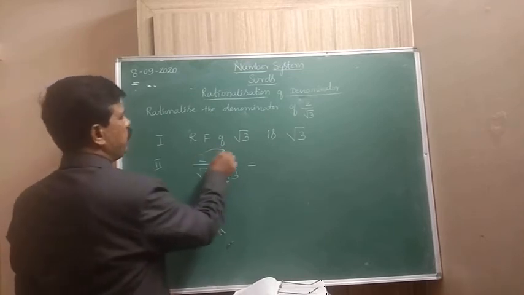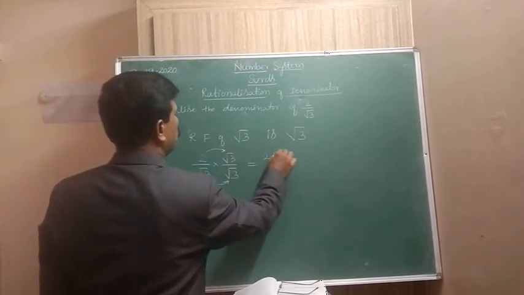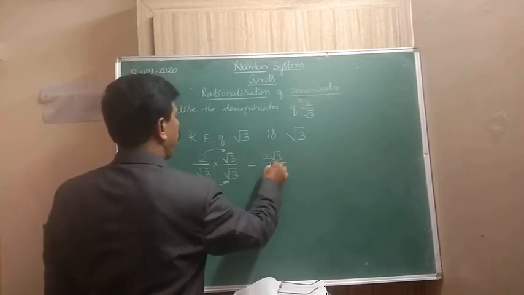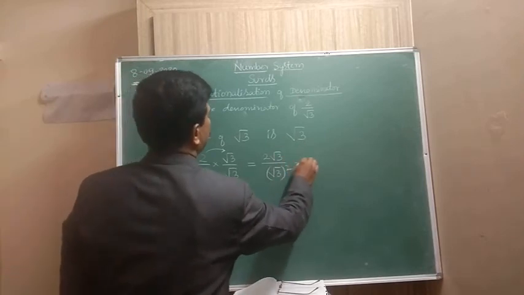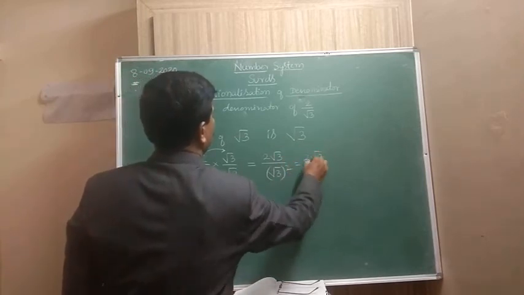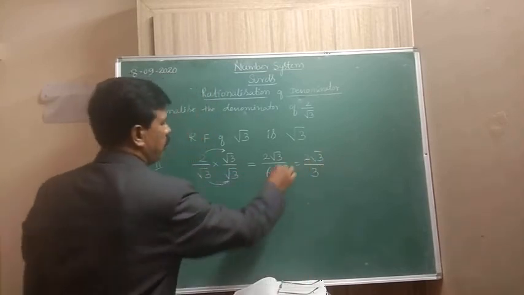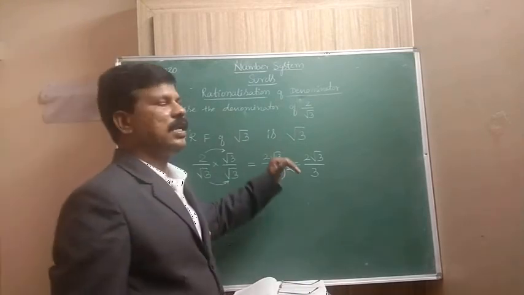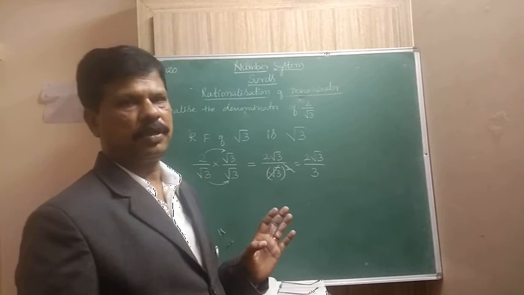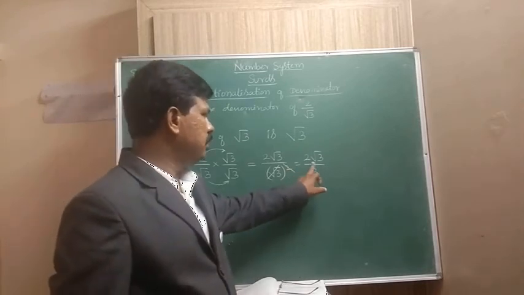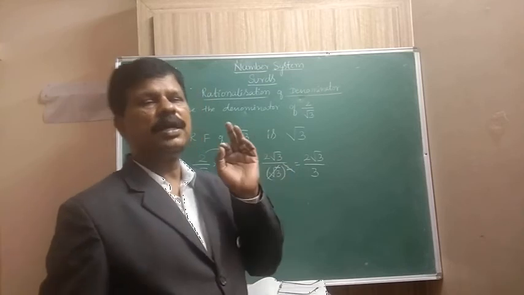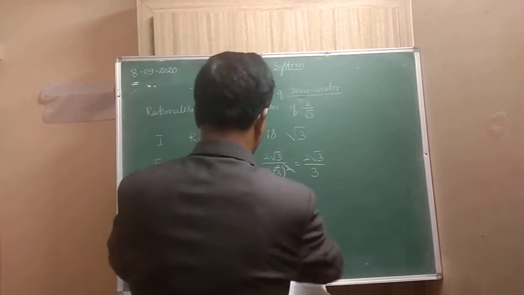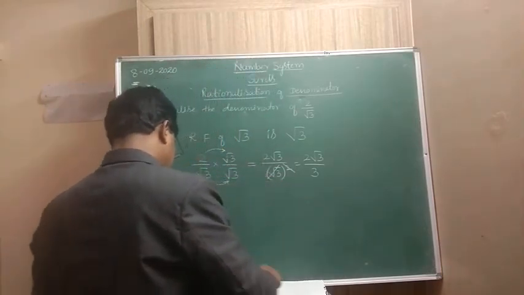Clear? Now 2 into root 3 is 2 root 3, and root 3 into root 3 you can write as root 3 whole square. Then this is 2 root 3 whole divided by 3. Now the square root gets cancelled. So this is the way of rationalizing the denominator. Clear? Look at this. And remember this, here you should write only the rational number. Understood? Now let us take another example of monomial surd only.